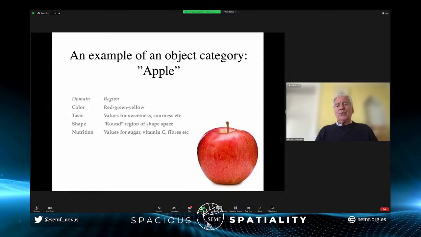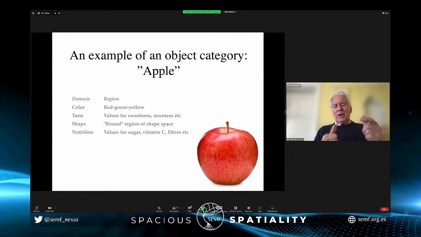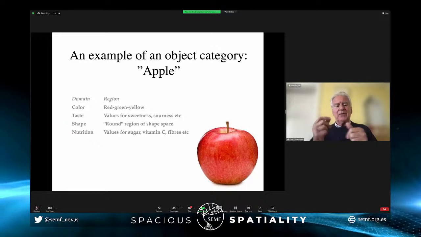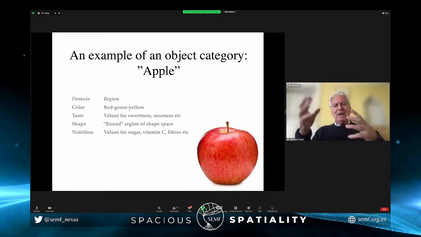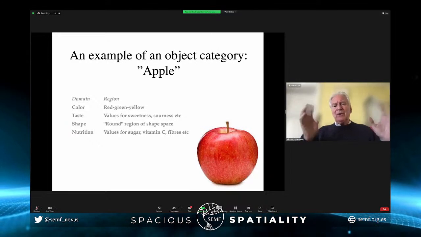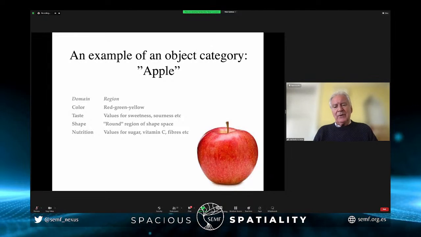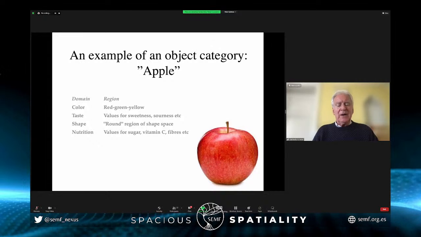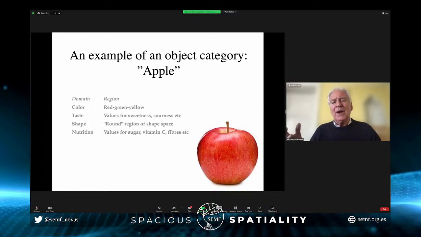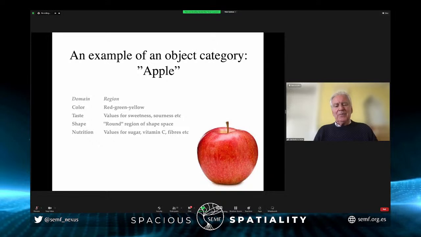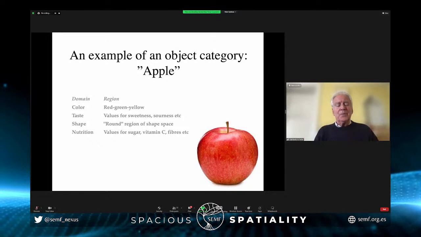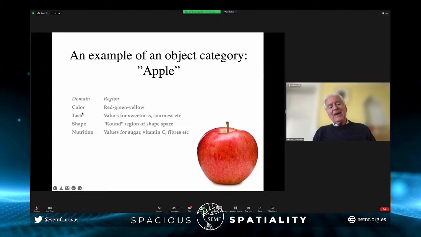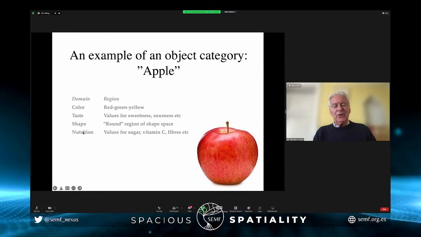So the meaning of the word dog has a color, a shape, a size, a weight, a temperature, a sound, a smell. It has values in regions of lots of domains. So that's a basic distinction between most nouns and adjectives. I wouldn't say that all nouns refer to several domains, but most do. So for an apple, I take the four basic domains here.